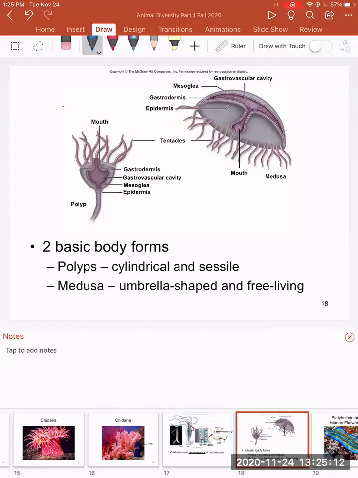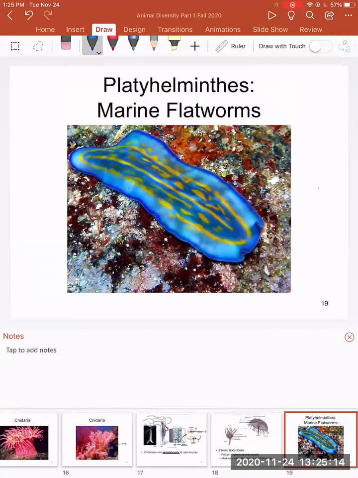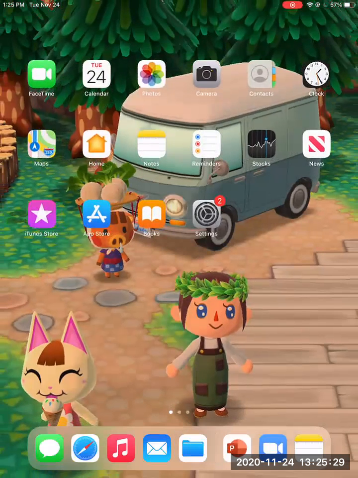I'm going to go ahead and show you this picture of a flatworm. See how flat that worm is? Really big surface area relative to volume. And that's the next group we're going to look at, the flatworms, Platyhelminthes. Let's go back to the notes.